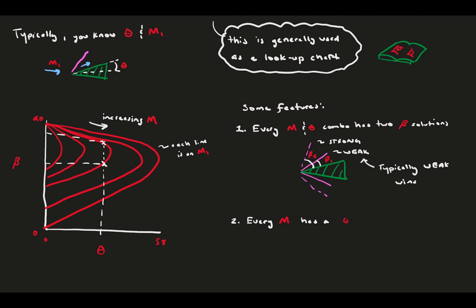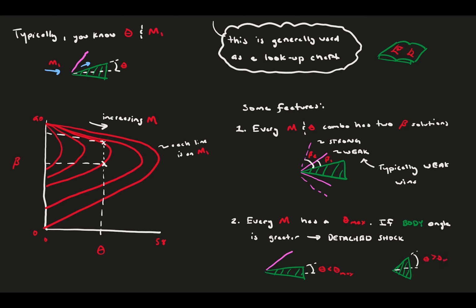Second, you might notice from the chart that every Mach number has a maximum theta angle, or a peak. This poses a problem if the body generating the shock has an angle larger than this maximum theta. And when this occurs, you get a detached shock. Consider a thin wedge in a supersonic flow. When the body angle is less than theta max, it is a typical attached oblique shock. However, when the wedge angle is larger than theta max, the shock detaches and curves, creating a bow or detached shock. All of this depends on your body's speed and geometry.